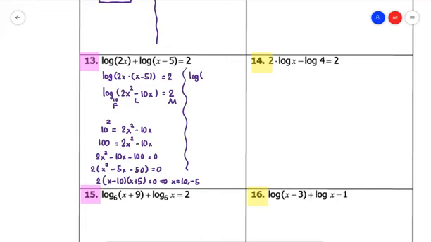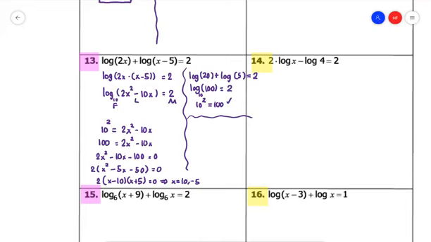Log of 2 times 10 is 20, plus log of 10 minus 5, which is 5, would equal 2. Condense them, multiply them together. 20 times 5 is 100 equals 2. Base of 10, we'll convert. 10 to the power of 2 equals 100 is true.